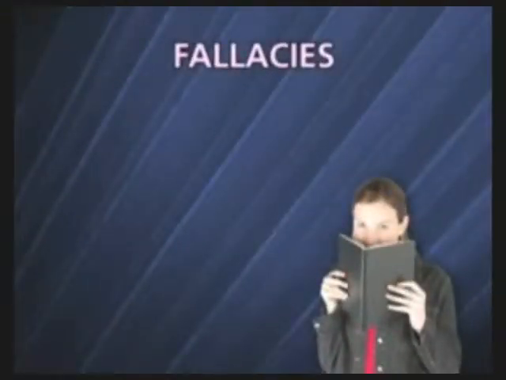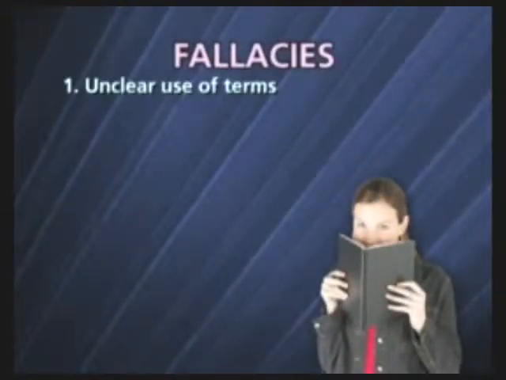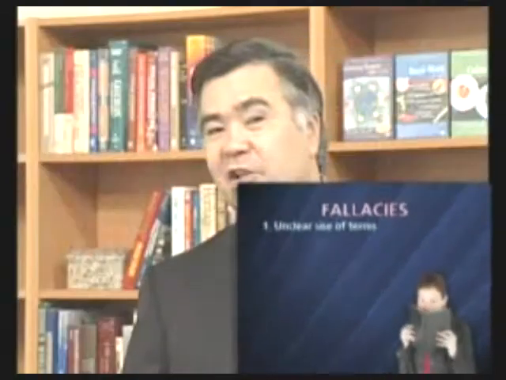Be on the lookout for these fallacies in the research materials you read, and of course, be careful to avoid committing them in your own writing. Here's the first fallacy to watch out for: unclear use of terms. When the writer of a research paper fails to define his or her terms clearly, or uses them in ways that are inconsistent or misleading or confusing, the result is this fallacy called unclear use of terms. And it makes any conclusions that are drawn by the writer unpersuasive and questionable.